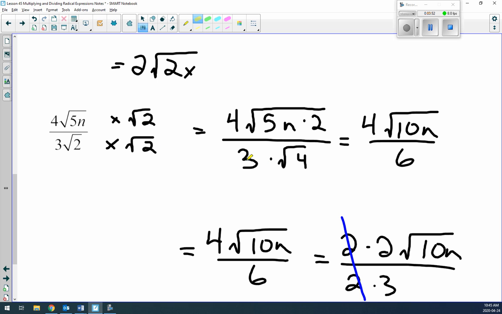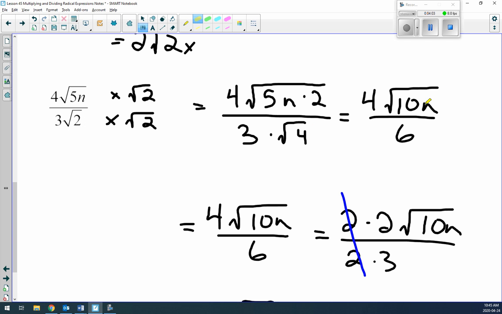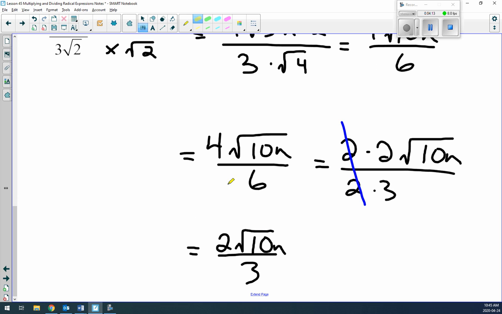So the bottom, look at this, we get 3 root of 4. And the top, we end up with 4 root of 5n times 2. So at the top, we end with 4 root of 10n, and the bottom, now this root of 4 is 2. 3 times 2 is 6. Yeah, great. Now, if you notice, there is no radical on the bottom anymore. So we just keep doing the math here. So there's our 4 root of 10n over 6.